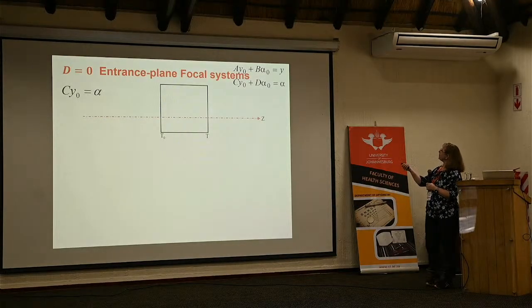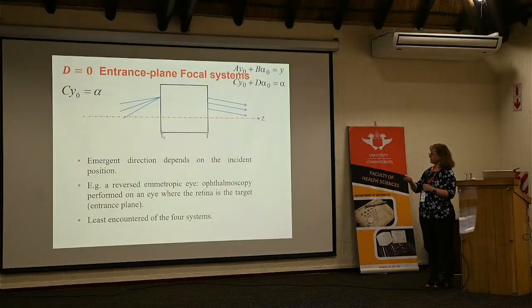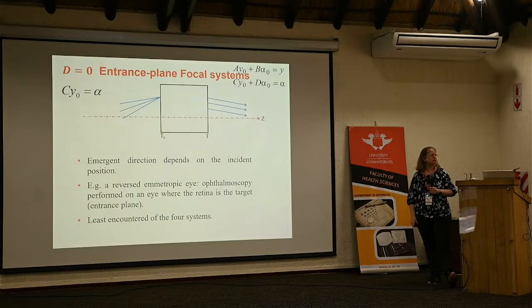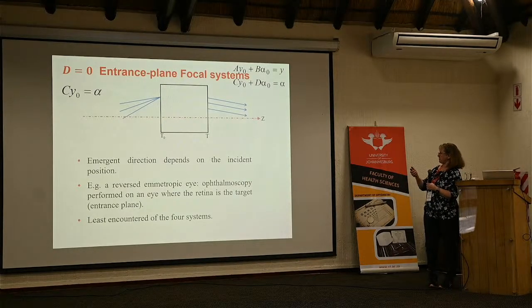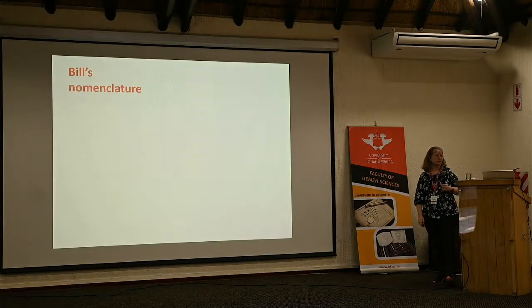Right, and for D equals 0, we've got C Y naught equals alpha. We can send some rays through, and all rays that have the same incident point or object point will emerge parallel. It's the least encountered of all the 4 systems in optometry, at least, but you could look at this as a patient's eye where you're doing retinoscopy, so it's a reversed eye, and so on.